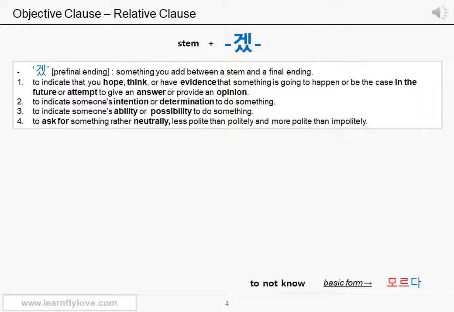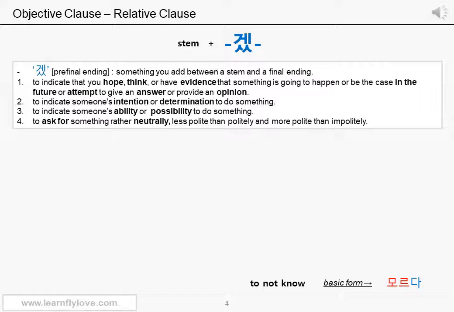We are not sure if you want to learn something new again, but this one is really useful. Maybe it's not that useful for you right now, but it's used a lot by native Koreans at least. The prefinal ending, ket. What is the prefinal ending? Prefinal ending is something you add between a stem and a final ending to add an extra nuance or meaning. You've seen this prefinal ending before when you learned about the future tense. 겠어요. But we guess you don't remember because we haven't used it that much. Anyway, let's see the usage of this prefinal ending ket one by one.